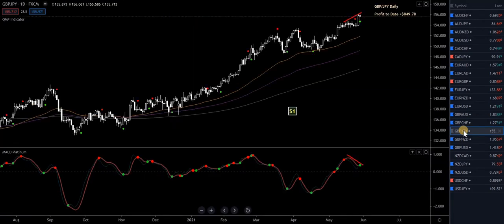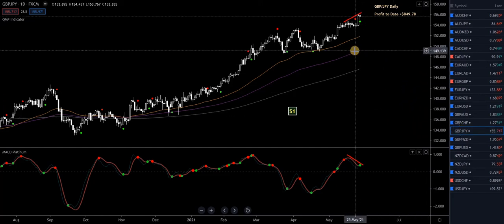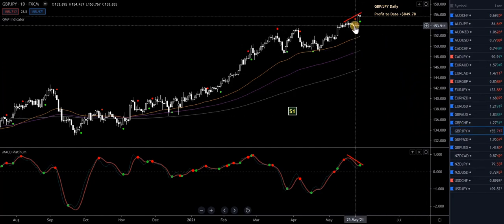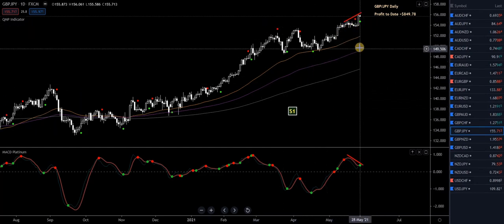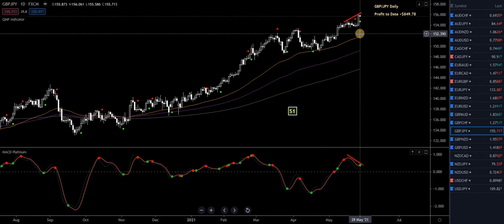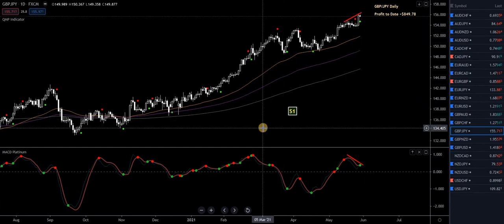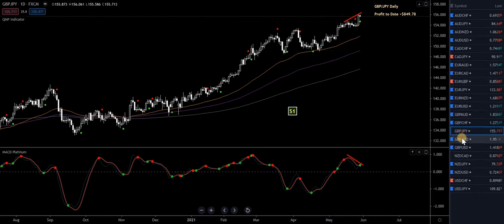Pound, what do we got here? Pound yen. The last signal was a sell in here. I declined to take it. There was no divergence supporting it, divergence against the trend, too high risk. And on Monday, we got a buy signal, which is not a valid buy signal in my books. So the price is heading up still, and I'm just out of the trades there at the moment.